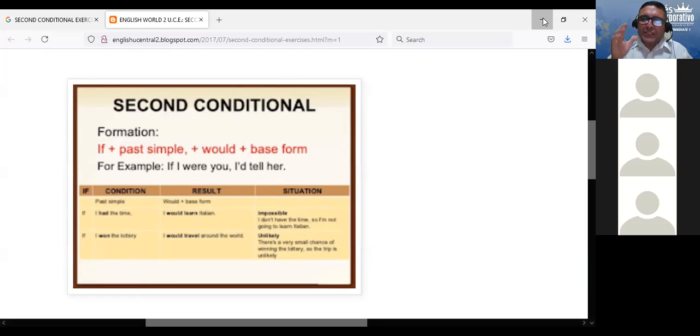So, to express hypothetical situations, you must use the simple past tense. Y el resultado puede ser would o puede ser could. The two options. How do you say si yo tuviera carro? If I had a car. Ahí está bien claro. If, ahí entra el pasado simple. If I had a car, te daría raite.